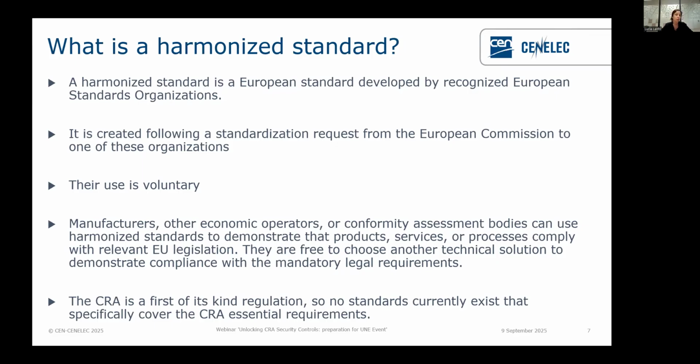And we create these European standards, whose use is absolutely voluntary. A harmonized standard is never mandatory, but it can be of great use. It's a document that contains useful information on how to implement different essential requirements of a regulation. Because the use is voluntary, economic operators, manufacturers, and conformity assessment bodies can use these harmonized standards to demonstrate conformity to a regulation, but they are free to use any other technical solution to demonstrate compliance with legal requirements. So in this case, we are going to show you a part of what we're doing for the Cyber Resilience Act, but whatever we're showing you here is voluntary, and there are other ways of complying with the CRA.